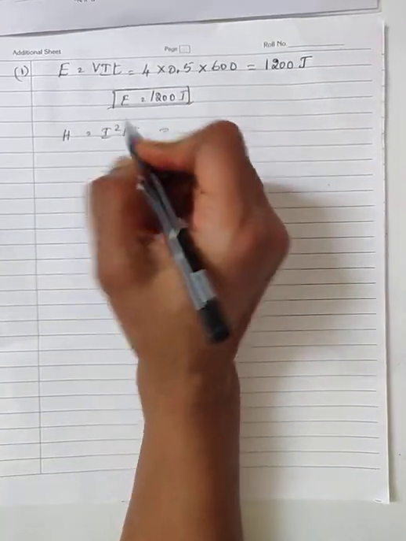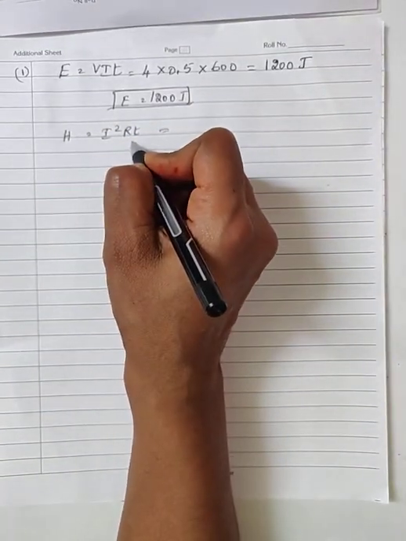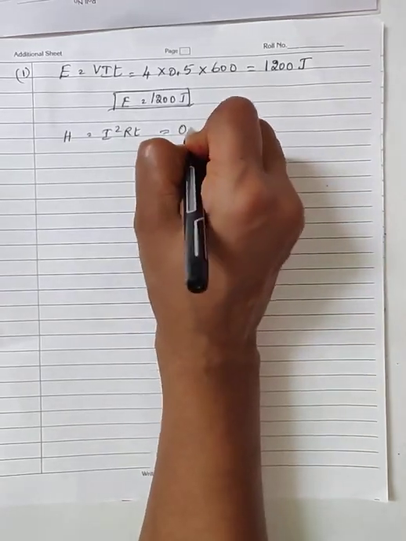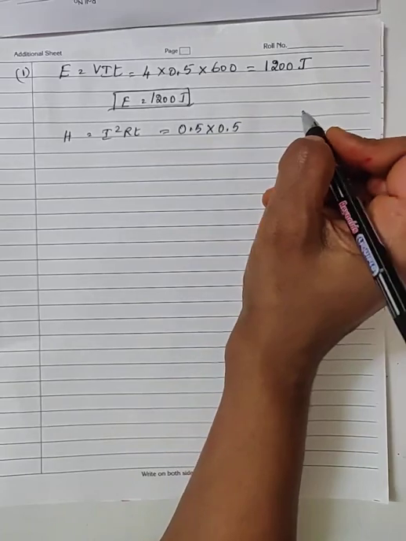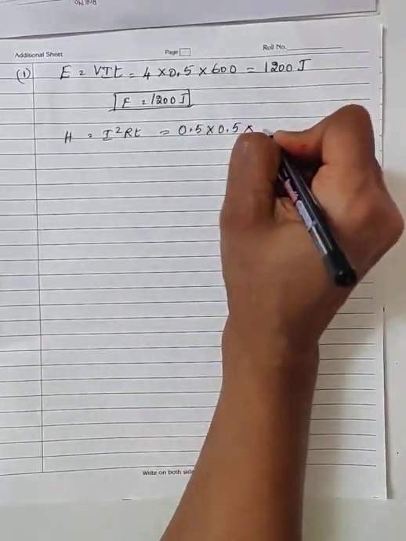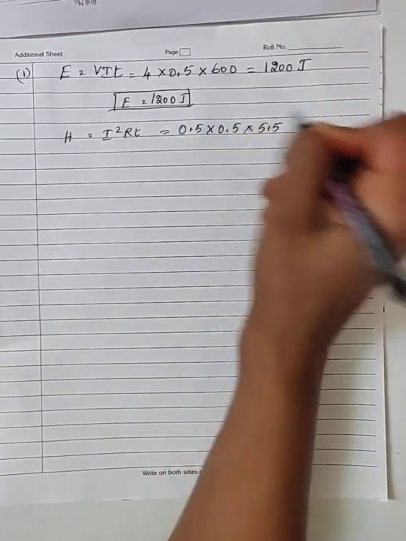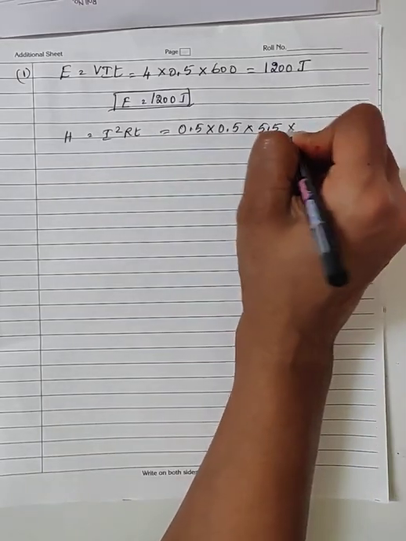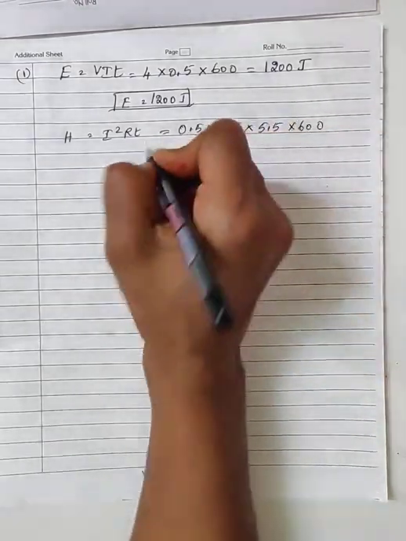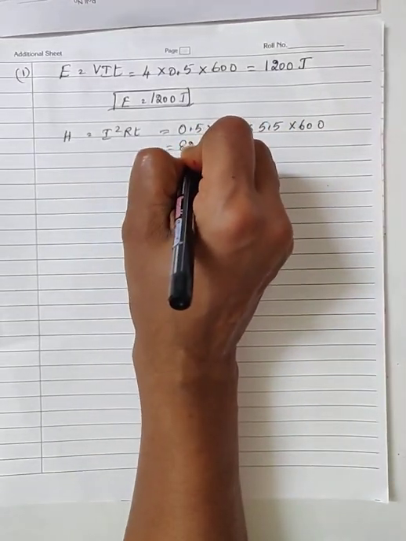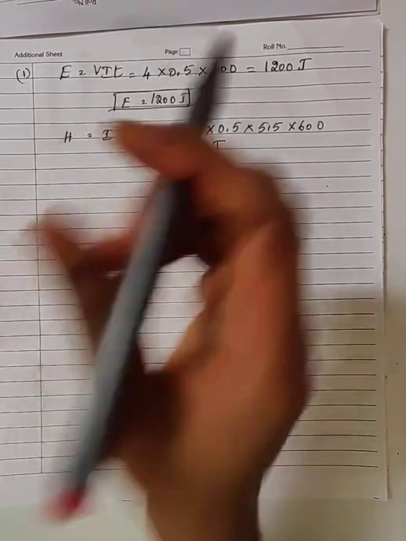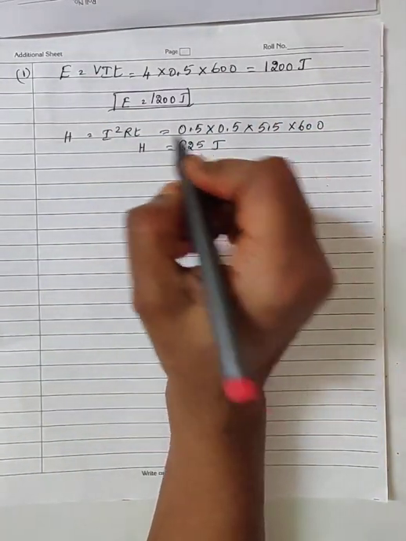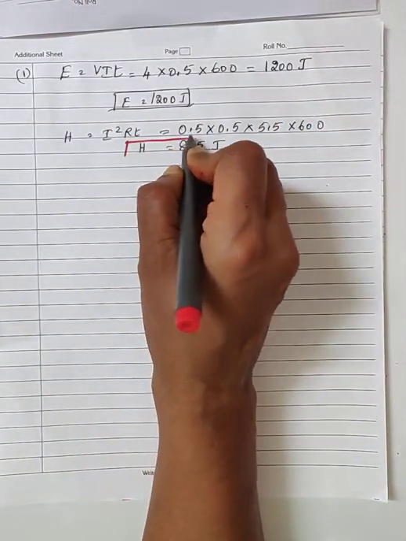From Joule's law of heating, we write H is equal to I squared RT. The value of I is given in the question as 0.5 ampere. Since it is I squared, 0.5 into 0.5. And the value of the resistance we have calculated as R is equal to 5.5 ohm. And the time is given as 600 seconds. So on multiplication, we will be getting 825. The SI unit of energy is joule. So H is equal to 825 joule. That is the energy dissipated in the bulb in 10 minutes.